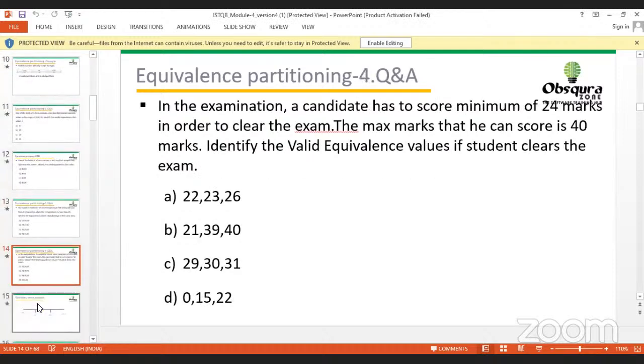Now next question. In the examination, a candidate has to score a minimum of 24 marks. Okay, now it is a score in an examination, score of a candidate. So minimum score is 24 in order to clear the exam. The maximum marks that he can score is 40. Identify the valid equivalence values if the student clears the exam. So the range is from 24 to 40. So you have to identify the valid equivalence values.